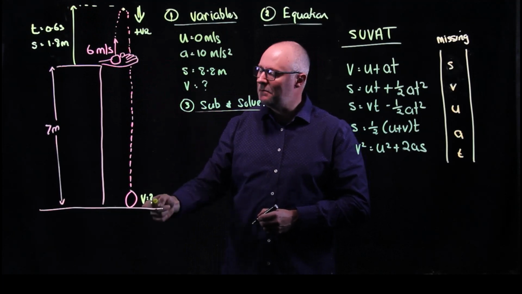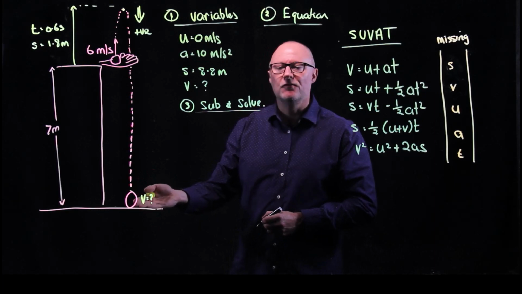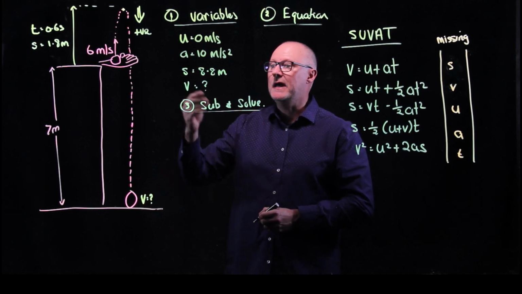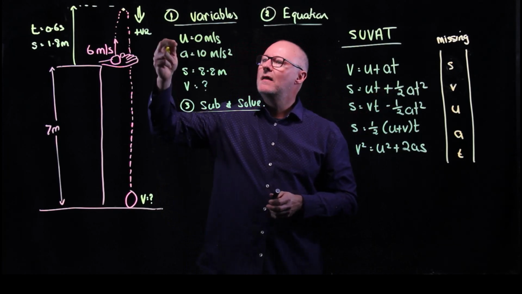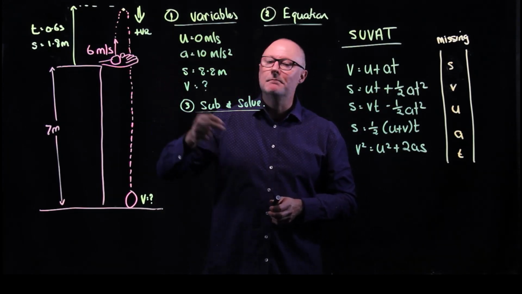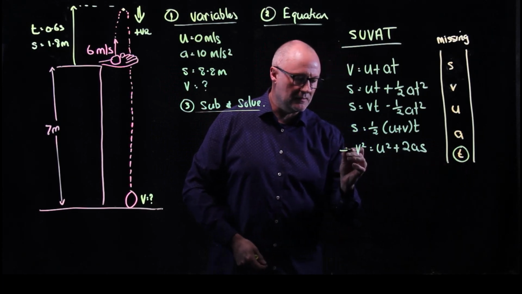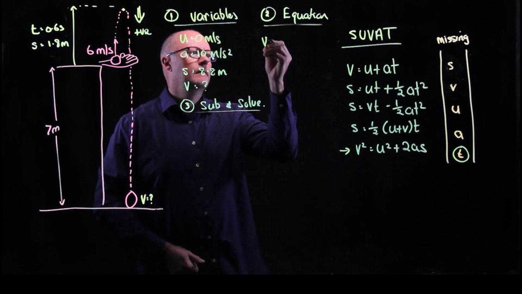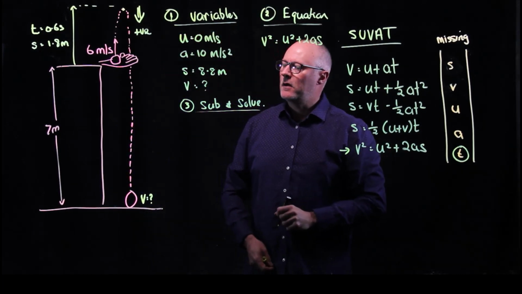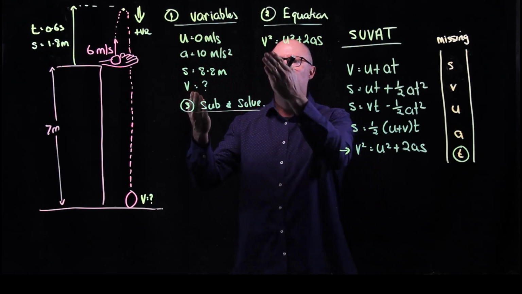And we want to know what is the impact velocity right at the bottom. Impact velocity is a velocity just before it hits the ground. And so that's v, our unknown. Now, let's choose an equation from our SUVAT equations that consists of u, a, s and v, but not t. The one that's missing the t is v squared equals u squared plus 2as. So let's write that down. Our final requirement is to substitute these values into this equation and solve for the unknown value v.